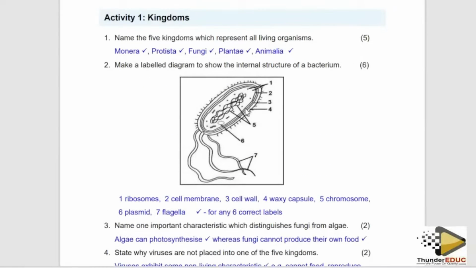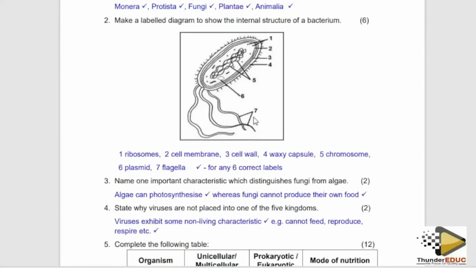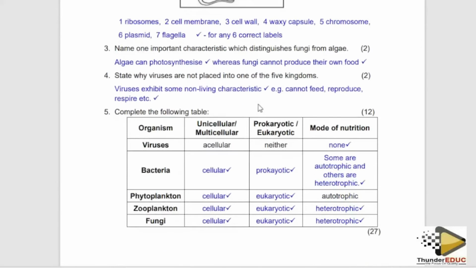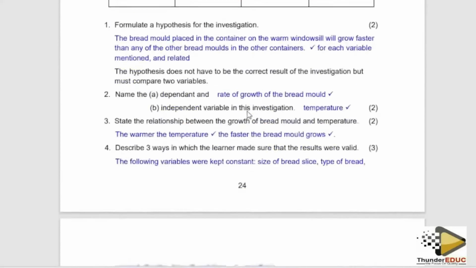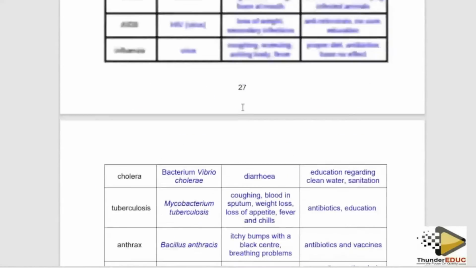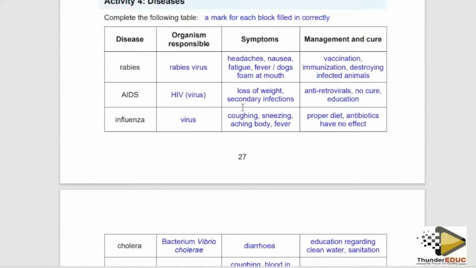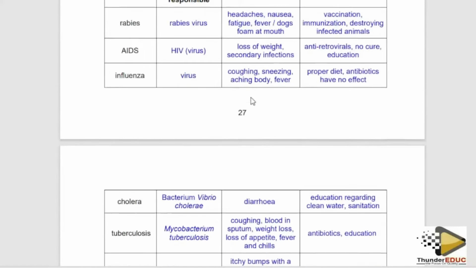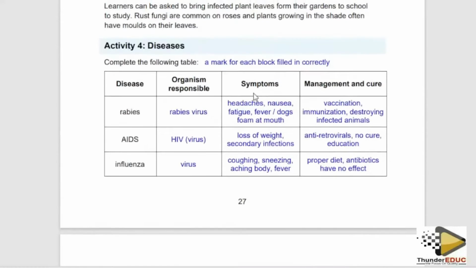Structure of a virus. Check how it looks. If you still want this booklet, the questions and answers, I can send it to you, or you can download it from Thundereduc. Let me show you here. You see this table I was talking about, but now these are a lot of diseases. This is what I was talking about.